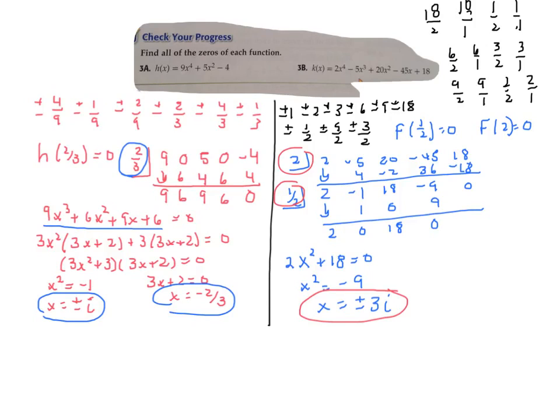Here are the answers to 3b. F of 1/2 equals 0, f of 2 equals 0. I found this out by putting them into my table in my calculator. It seemed like the quickest way to do it. Then I divided those out. Ended up with, after dividing those out, 2x squared plus 18. Solved that, set it equal to 0, and got that x squared equals -9, x is plus or minus 3i.